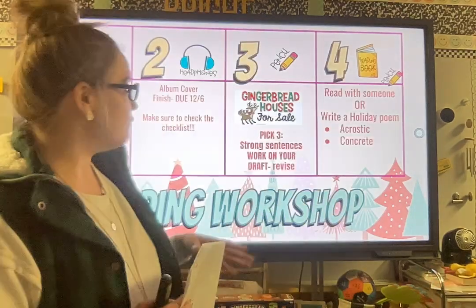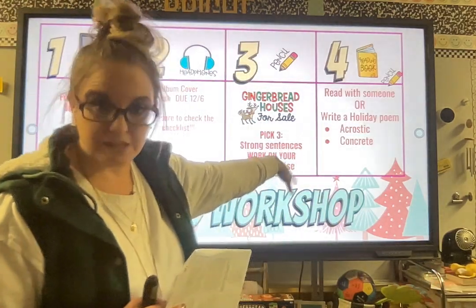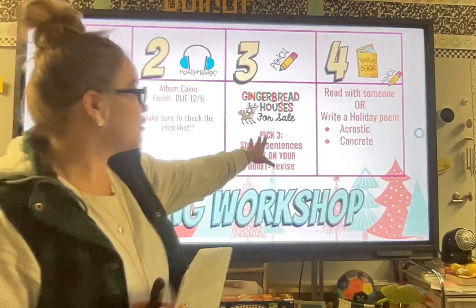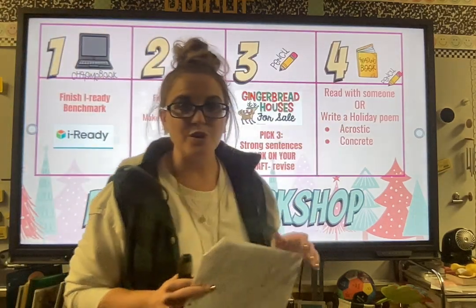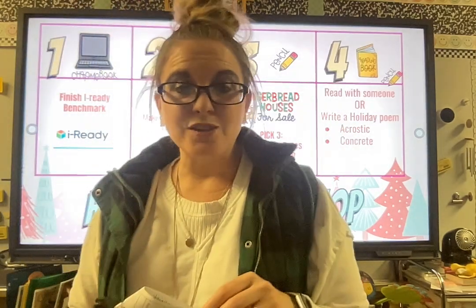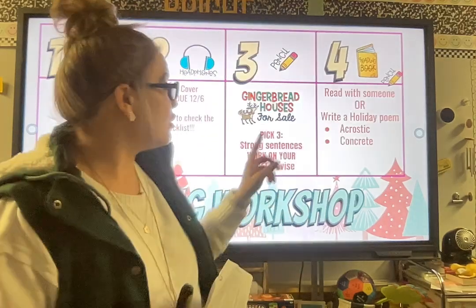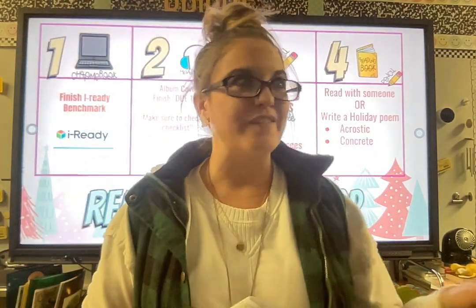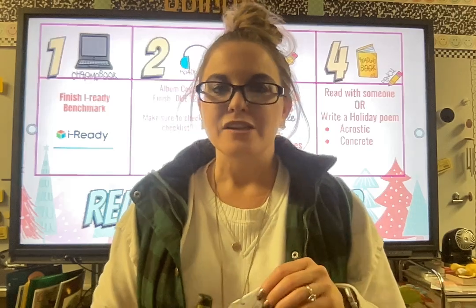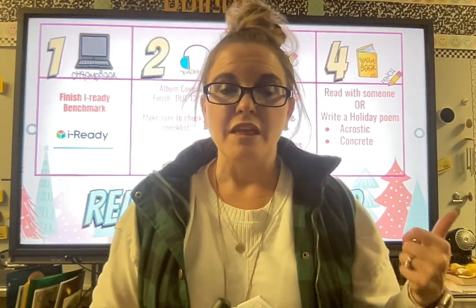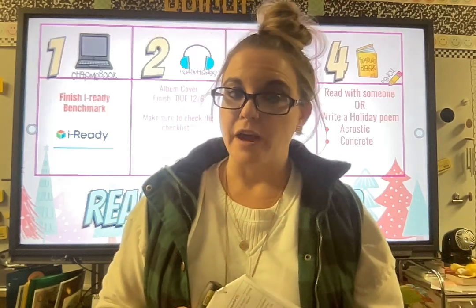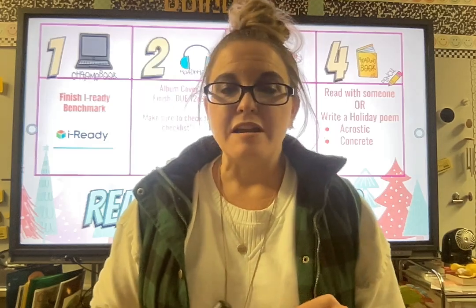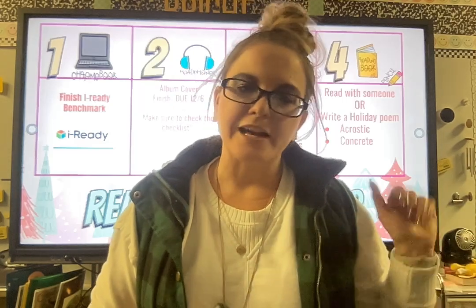Once you finish your draft, it gets kept into your binder. Then you're going to make your way to read around the room. I'll let you read with someone today as long as you're quiet. Or you can work on a holiday acrostic poem or a concrete poem. I'm loving the ones that I'm seeing so far. So you're welcome to continue that poem writing or reading around the room. Just make sure that we are at an appropriate level for all of our classes next to us.